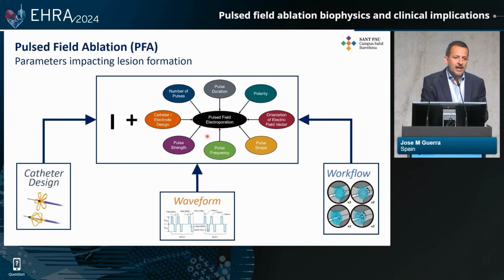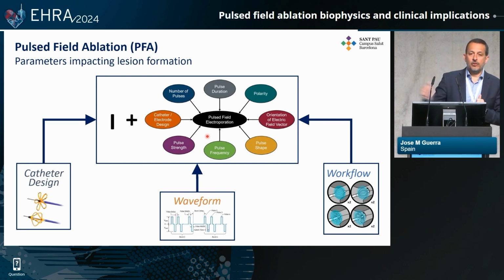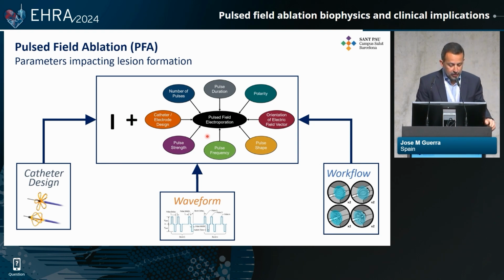From one side, you have the catheter design. Different catheter designs will have a different impact on lesion creation because the distance between the electrodes, and how the electricity goes from one electrode to another, create different electrical fields. You have the waveform. The characteristics of the waveform will induce different lesions, different patterns of lesion.